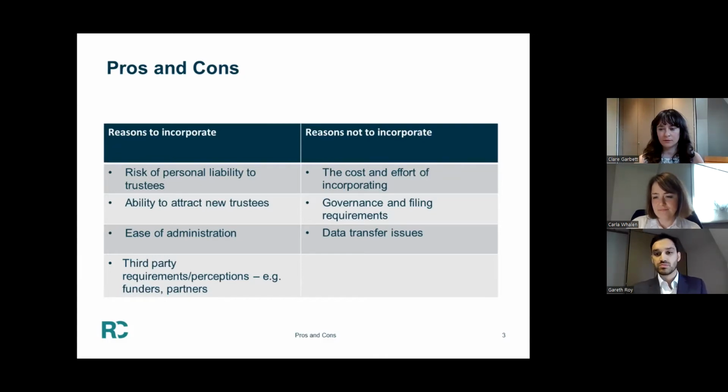A very small charity might have simpler governance and filing requirements if it retains its unincorporated form. This is typically quite small charities indeed. And finally, when you carry out this due diligence exercise, what assets and liabilities does the charity have? How complex will it be to move all of those across? You might find something that will prove very difficult to move across. For example, if a data protection issue is identified that you can't quite find a solution to, or an easy solution to, and that might be a reason to stay as you are.